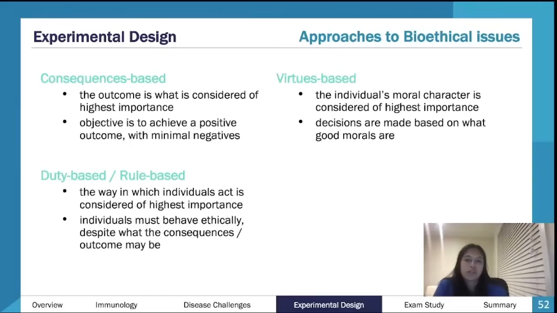Okay, so approaches to certain bioethical issues. They can be consequences-based, duty-based, or virtues-based. So consequences-based basically means that the emphasis is placed on the outcome. So it doesn't matter what you did along the way, as long as the outcome is ethical. It matters what you did along the way, but as long as the outcome is ethical, that's where the most importance is placed.